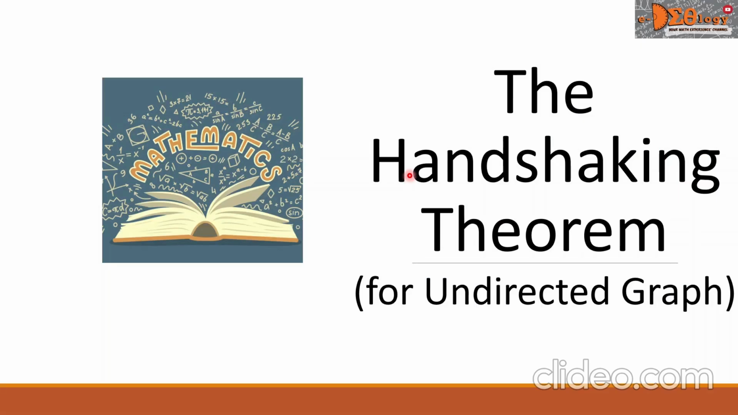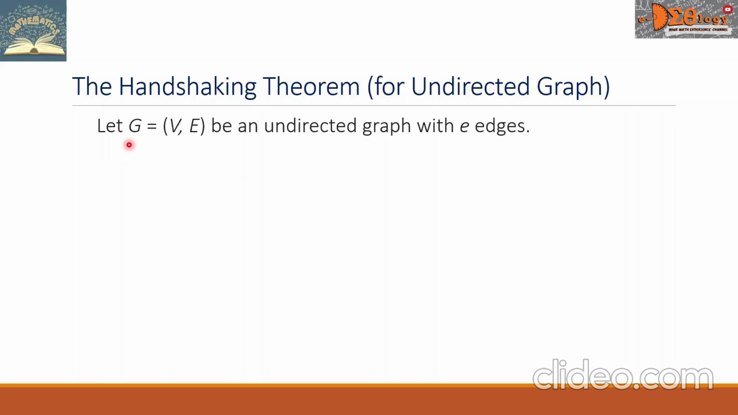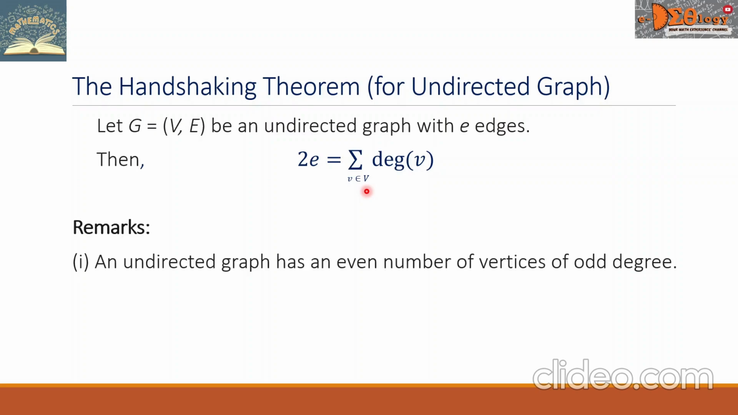Hi everyone. Today we're going to study the Handshaking Theorem for undirected graphs. Let G = (V, E) be an undirected graph with e edges. Then 2e equals the summation of the degree of v, where v is an element of V. We have remarks here.